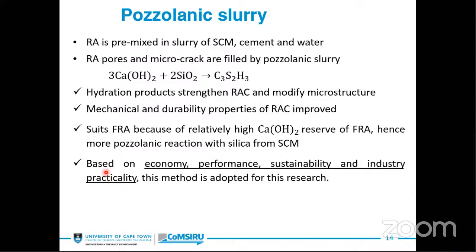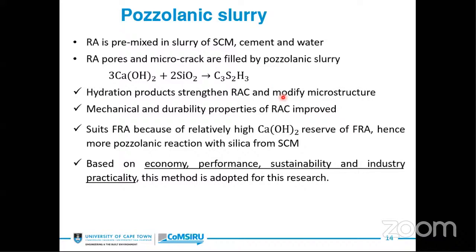of recycled aggregate, thereby enhancing pozzolanic reaction, and formation of more CSH products, which will modify concrete microstructure and, of course, improve concrete strength. The reaction is shown here. As you can see, calcium hydroxide plus silica will give us CSH.